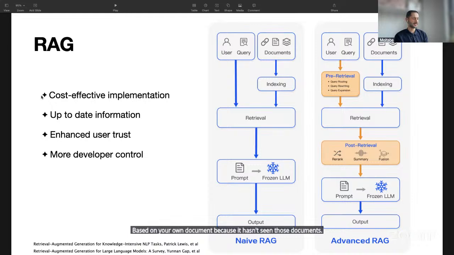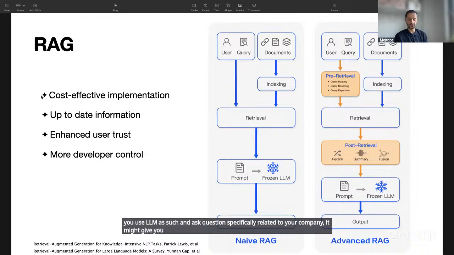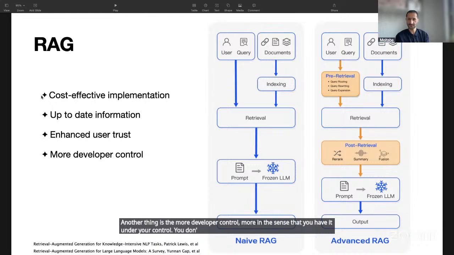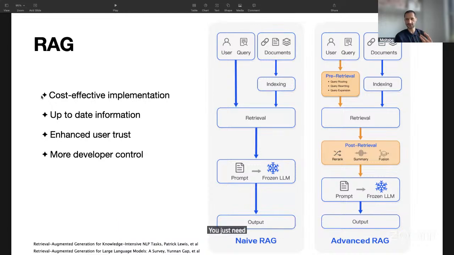The third thing is that it helps to bring trust, in the sense that if you use an LLM as such and ask questions specifically related to your company, it might give you some information or answer that is not entirely correct. We call it hallucination. Another thing is more developer control, in the sense that you have it under your control. You don't need to train an LLM. You just need to update the documents regularly. So it's more under your control.